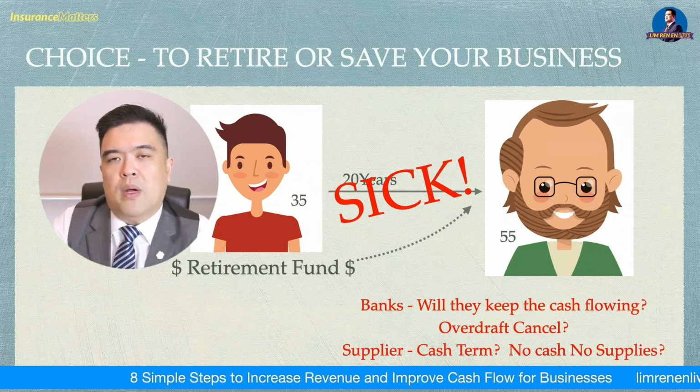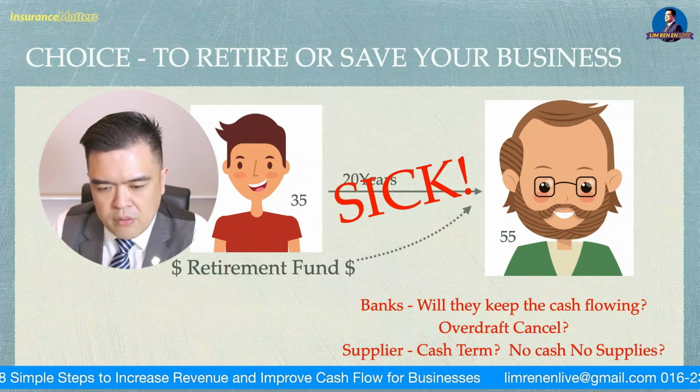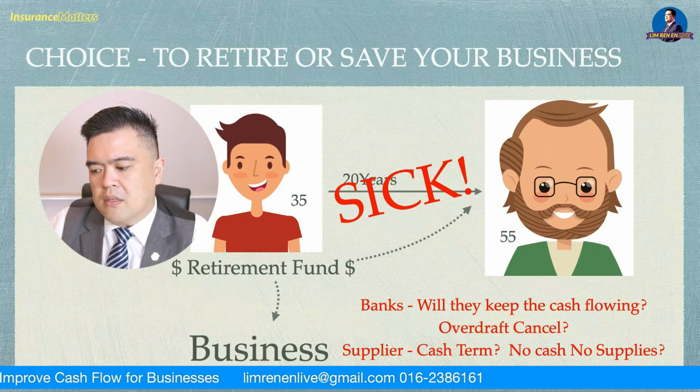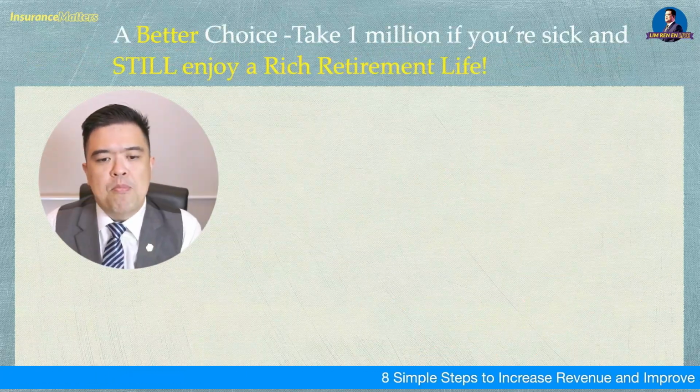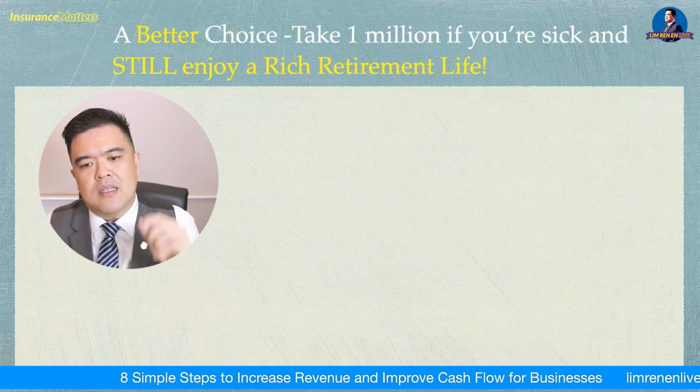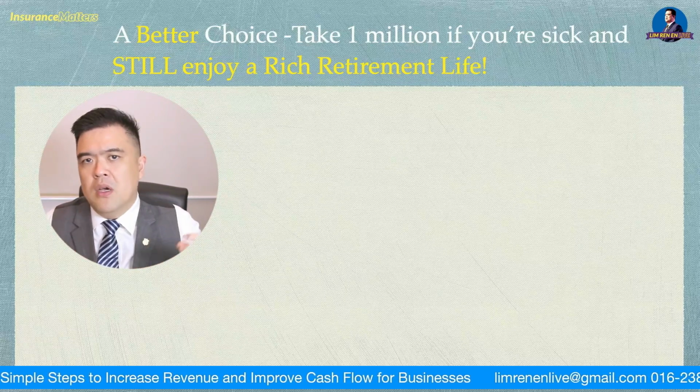So what you can do is, you have two choices. You can actually use whatever you saved for the retirement fund, or use the money to save your business. These are the two choices. But if there's a better choice, that you can take 1 million if you're sick and still enjoy a rich retirement life, will you do that or not?